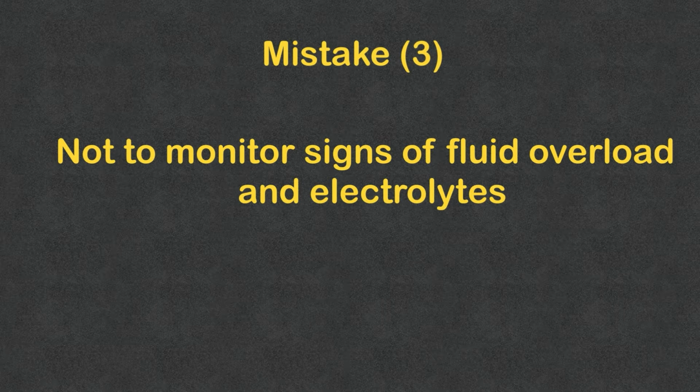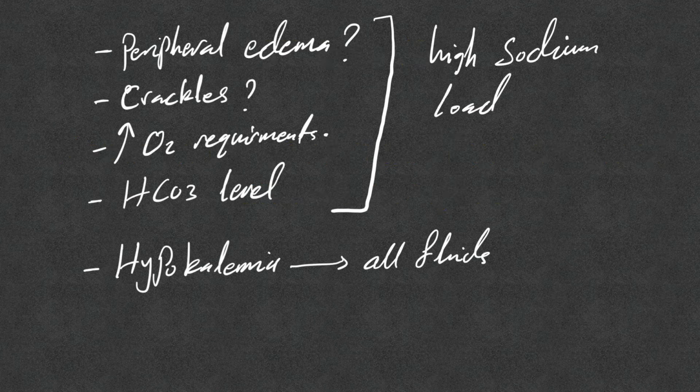And that brings me to mistake number 3, which is not monitoring signs of fluid overload and electrolytes, and you should monitor that closely. So when you're around the patient, check their arms and legs for any signs of peripheral edema, and check if there are any crackles when you listen to their lungs. Sometimes you see they are on oxygen: yesterday they were not on oxygen and now they are, or yesterday they were on 2 liters and today they are on 4. Are they short of breath or not? All these are signs that they are developing pulmonary edema.